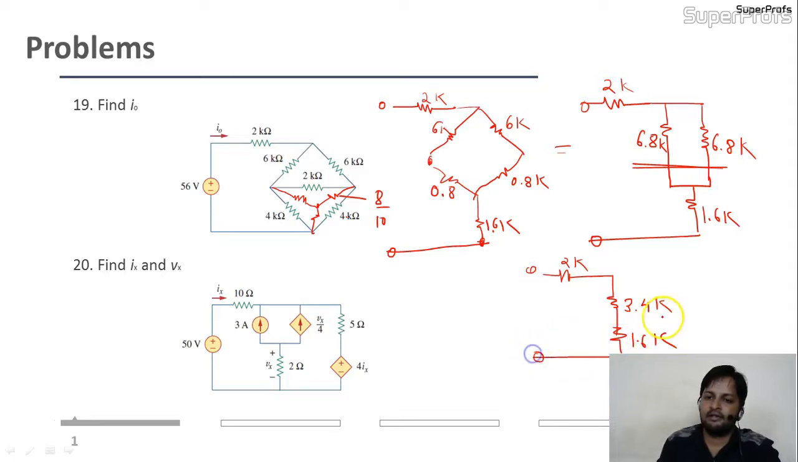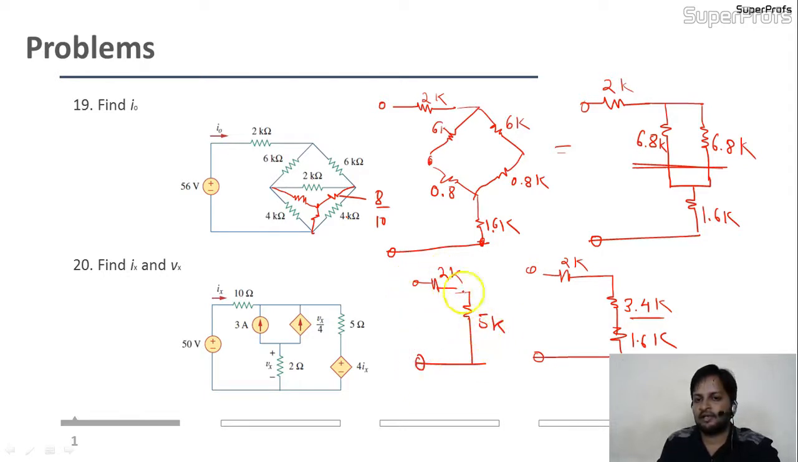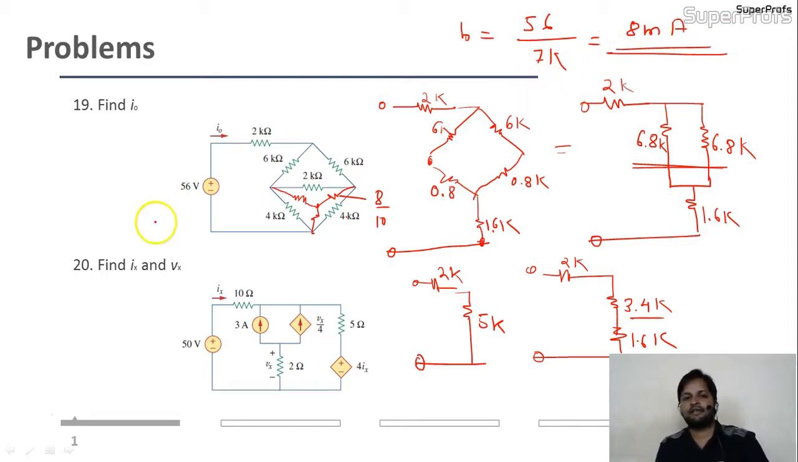Okay. Now 3.4 and 1.6 are connected in series combination. This is 2K, and this is nothing but 5K. Is it okay? 2K and 5K are connected in series, and the total is 7K. So finally your current I naught is nothing but 56 divided by 7K. So this is 8 milliampere. Is it okay? As simple as that.